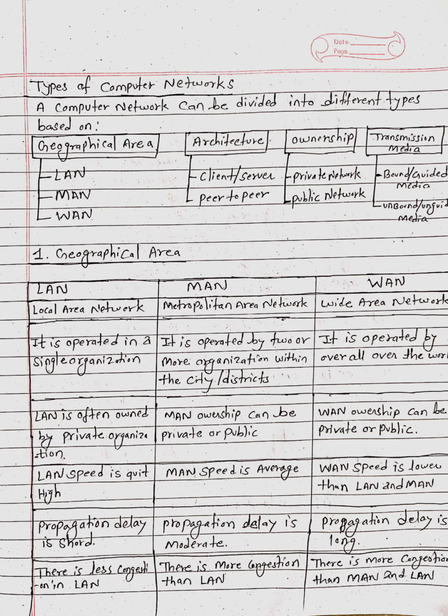LAN speed is quite high. MAN speed is average. WAN speed is lower than LAN and MAN. Propagation delay is short in LAN. Propagation delay is moderate in MAN. Propagation delay is long in WAN. There is less congestion in LAN. There is more congestion in MAN than LAN. There is more congestion in WAN than MAN and LAN.